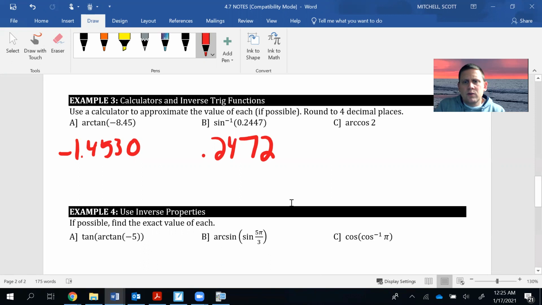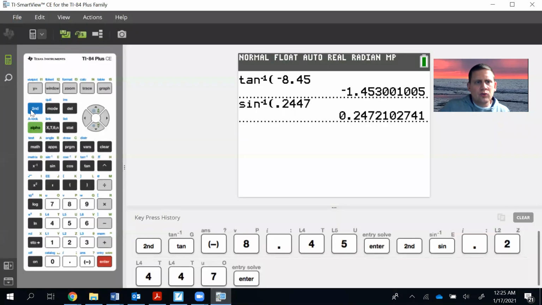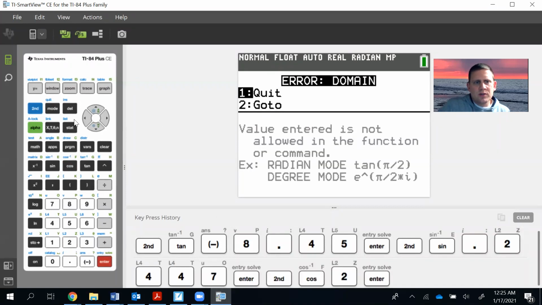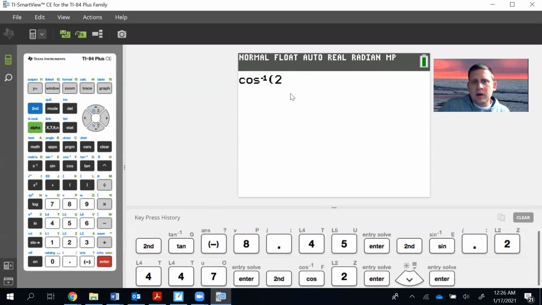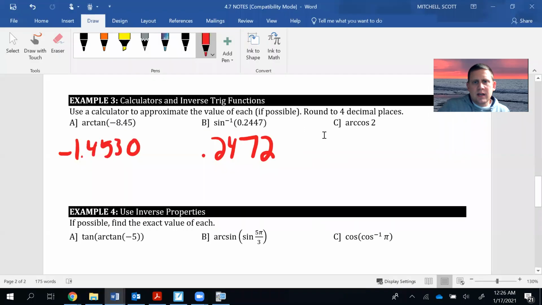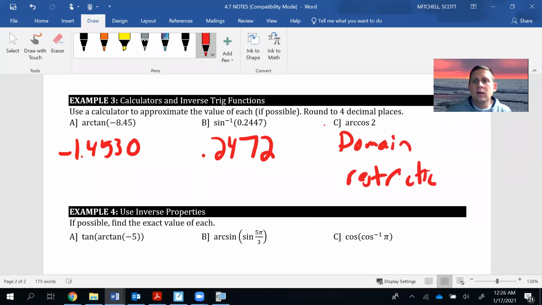And then we're going to look at the arc cosine of 2. So we're going to go on our calculator and do the inverse cosine of 2, and we get a domain restriction. That shouldn't be surprising because we can't take the inverse cosine of a number bigger than 1 or a number smaller than -1. So I'm just going to say domain restriction. You can call it undefined. I think either one of those makes sense here.